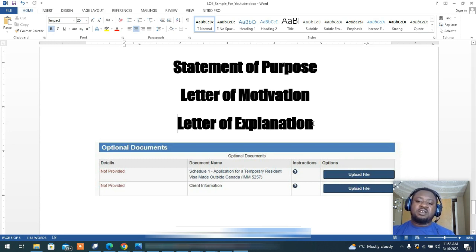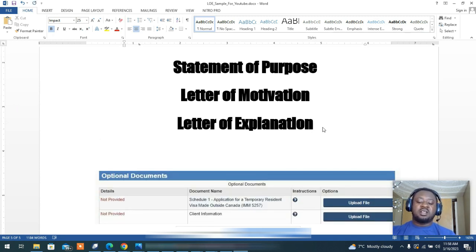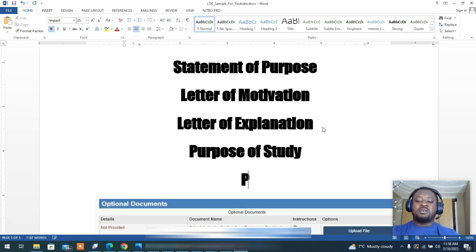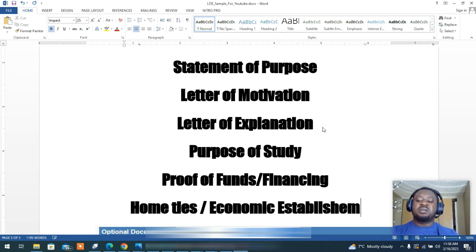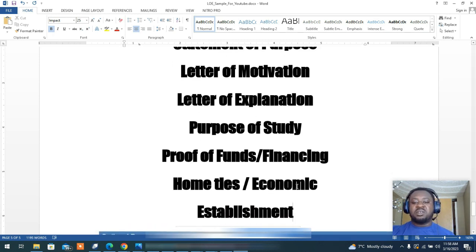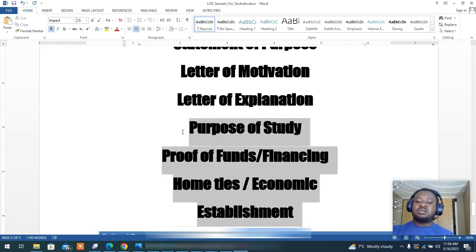I feel this letter should address three areas: your purpose of studying, your proof of funds or financing, and the last one, your home ties, or what we call economic establishment, as in what you'll be doing at home. So I think your letter of explanation should address these three things, because they are very interested in why you are studying the course.